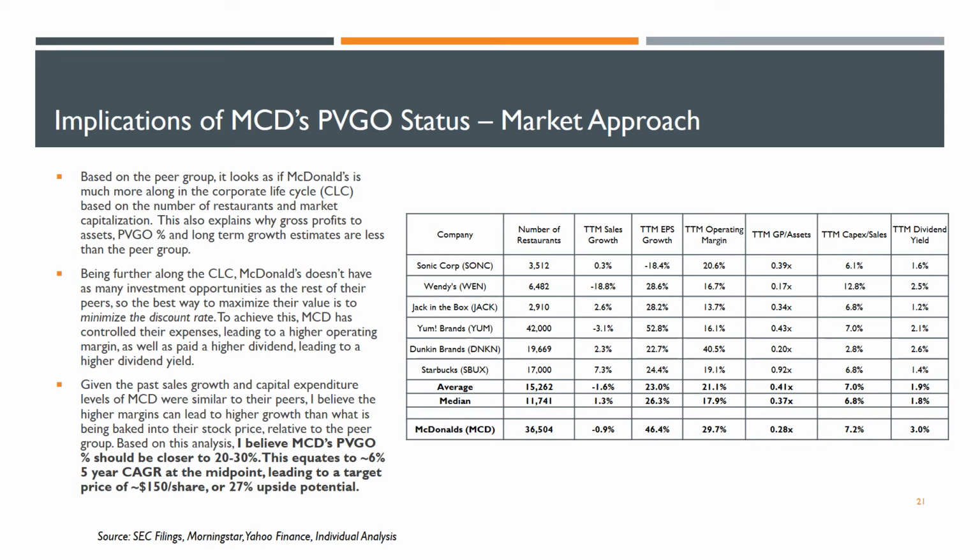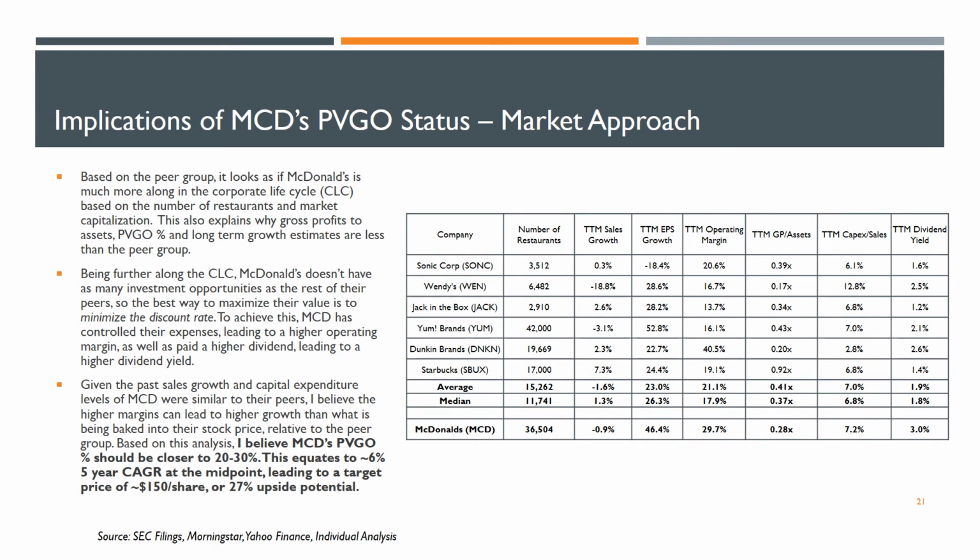Makes sense. Being further along in the corporate life cycle, McDonald's doesn't have as many investment opportunities as the rest of their peers. So the best way to maximize their value is to minimize the discount rate. To achieve this, McDonald's has controlled their expenses, leading to a higher operating margin, as well as paid a higher dividend, leading to a higher dividend yield, as you can see in the chart to your right.